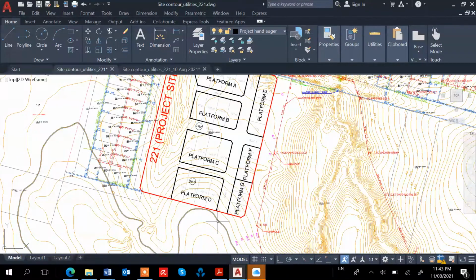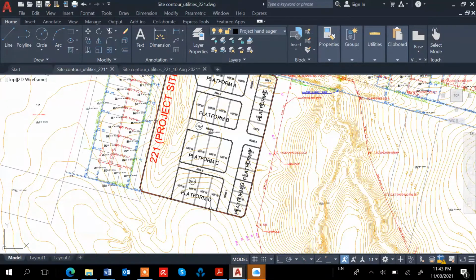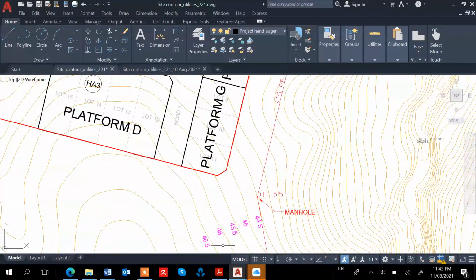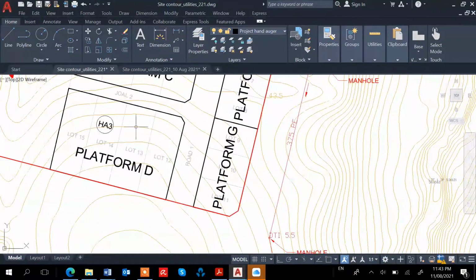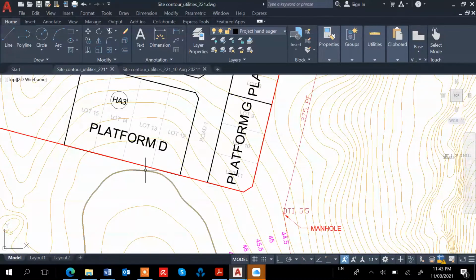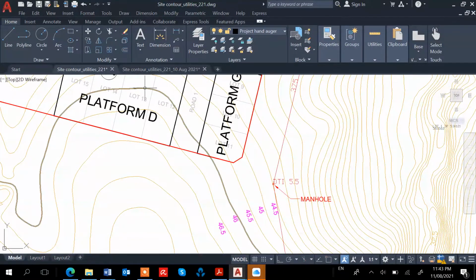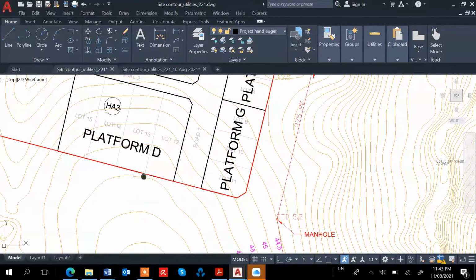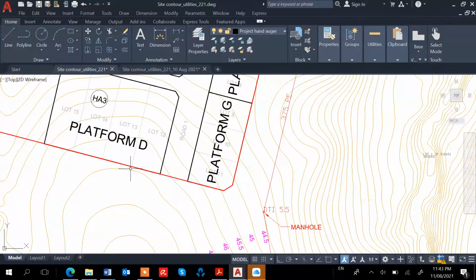For example, this platform D here. If you look at the contour, it ranges from 44.5 to 46.5. So this place is about 44.5 to 46.5. If you get it down to, let's say, 46, then this one will be 47. So this is a drop of 1 meter. Probably 1 meter is not that bad.